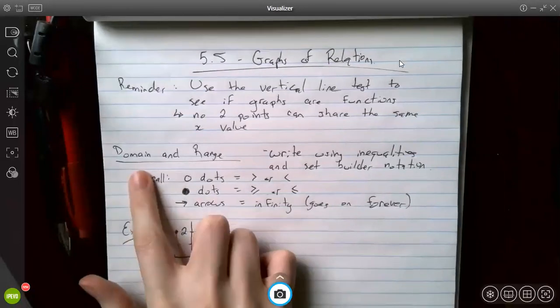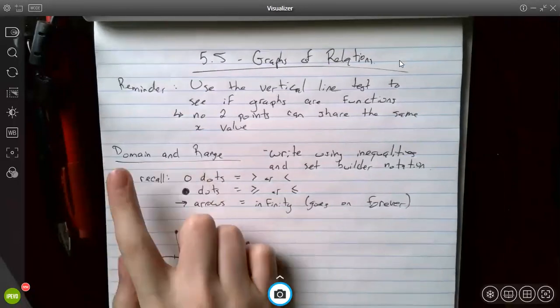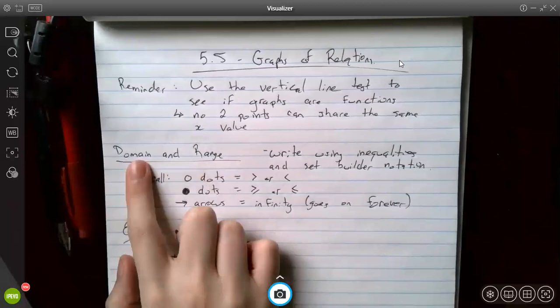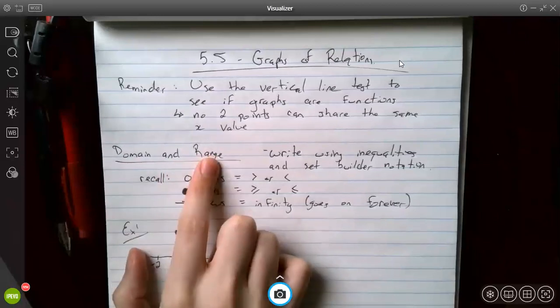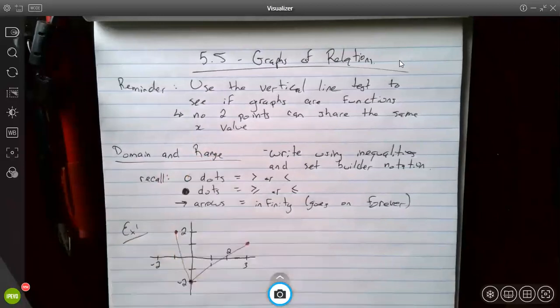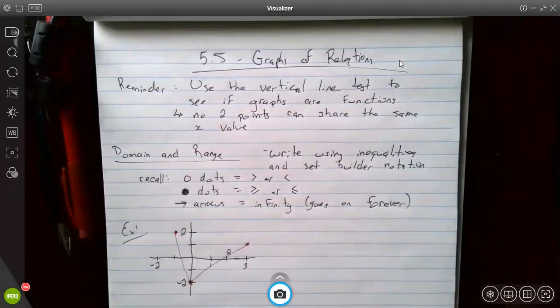So we've talked about domain and range before. Again, domain is all of your X values, range is all of your Y values. But we haven't really been writing them out mathematically, we've just kind of been listing them. So today we're going to show you how to actually write out the domain and range mathematically, and we use something called set builder's notation to do this, which is where you write using inequalities.